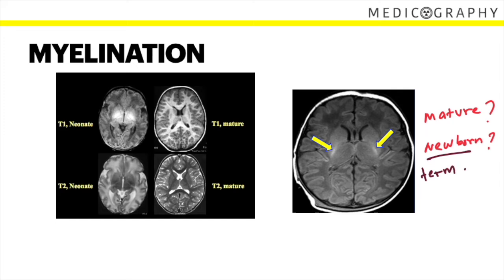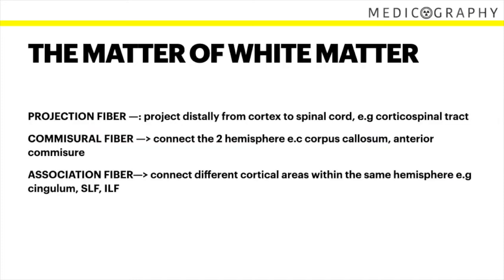So you have to know that term babies have a myelinated posterior limb. You can see this here, the posterior limb of the internal capsule. And the others that might already be myelinated are the brainstem, cerebellum, the optic tract, and perirolandic region. And this is okay. So that's the basics of myelination of the white matter.